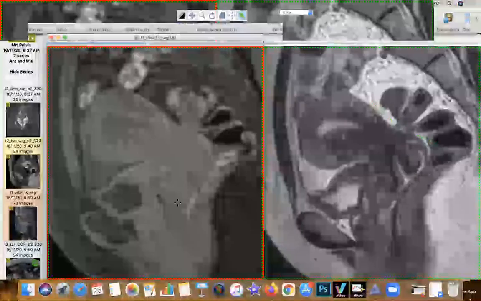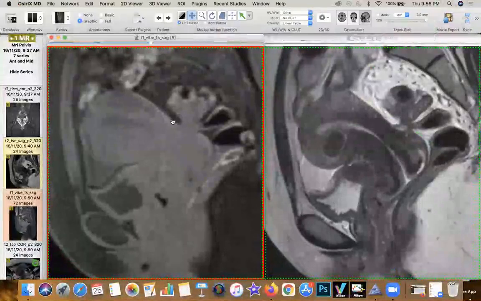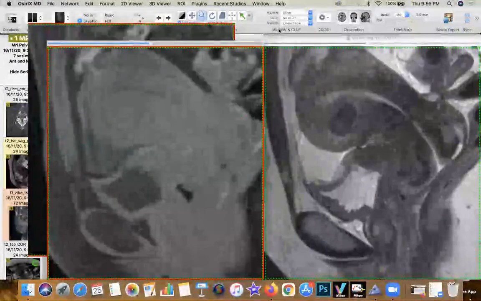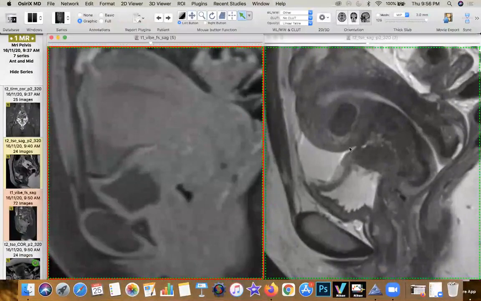Now let's look at the anterior wall. This is where you see the change in contouring of the anterior wall as compared to the posterior wall. So here, look carefully. Normally, the smooth contouring should be like this.